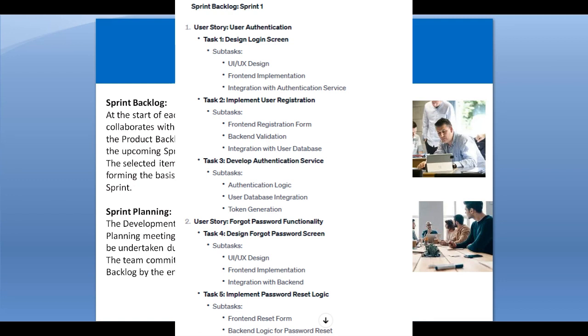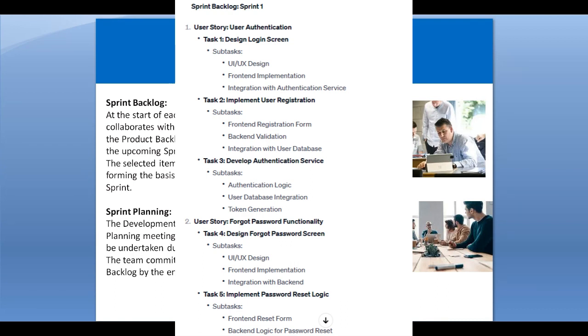When we are starting the sprint, for example, if there are 40 tasks in our product backlog, before starting a sprint the team decides that these are the 10 prioritized tasks from the product backlog, and these 10 tasks we will deliver in the upcoming sprint. So these 10 tasks which we have taken from the product backlog become the sprint backlog. The selected items are then added to the sprint backlog, forming the basis for the work to be undertaken during the sprint.